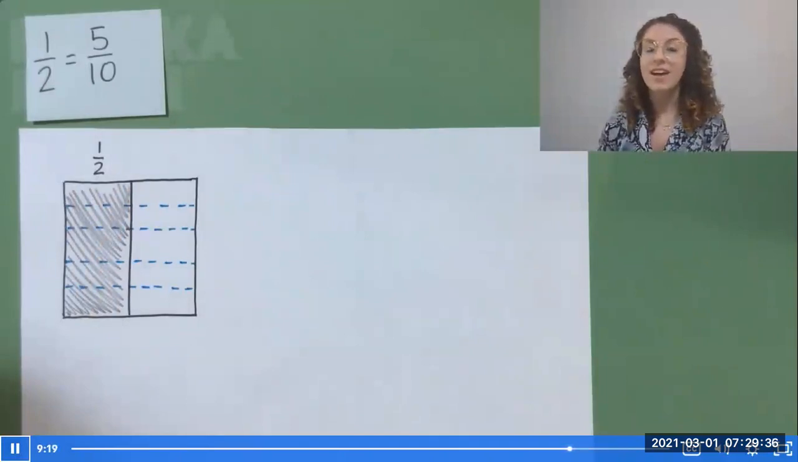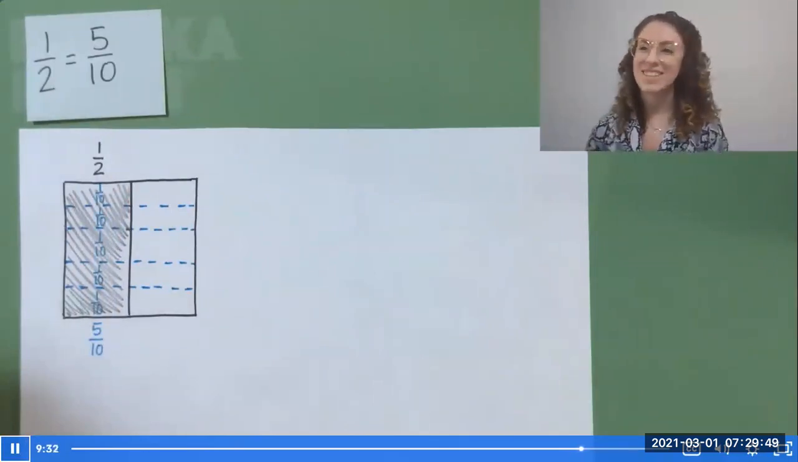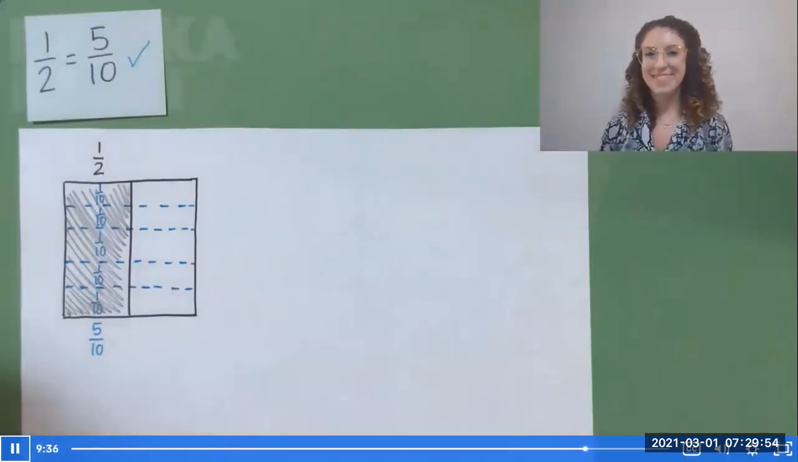I drew 4 dotted lines to decompose. Now I have 10 parts. Let me count how many are inside of 1/2, the area I shaded. 5/10 is the same amount as 1/2, so yes, they are equivalent. We decomposed 1/2 to find that it was equivalent to 5/10.